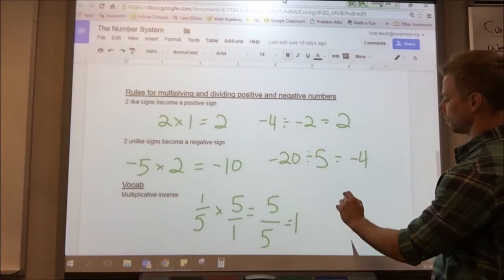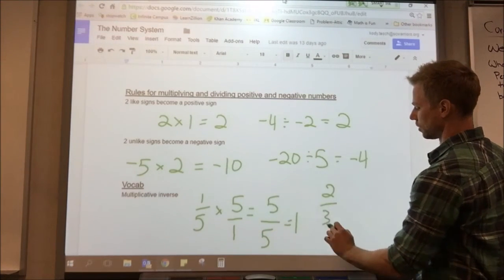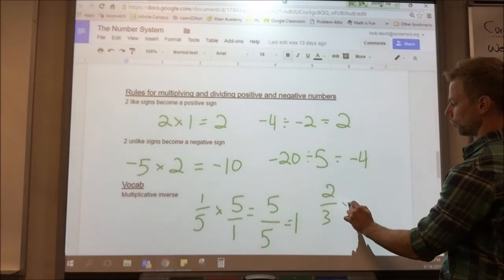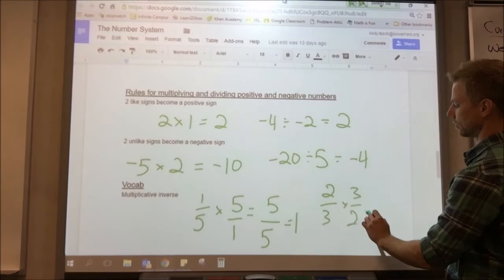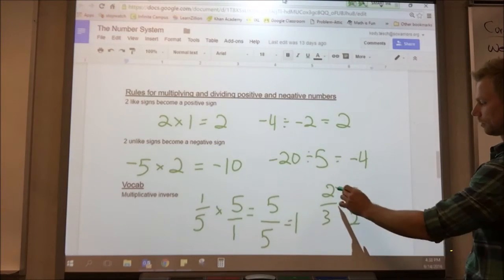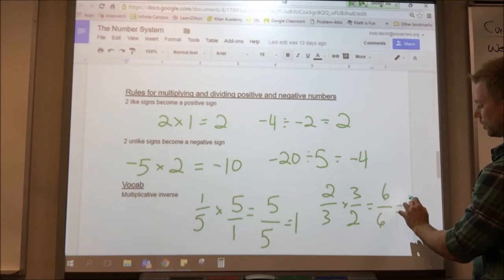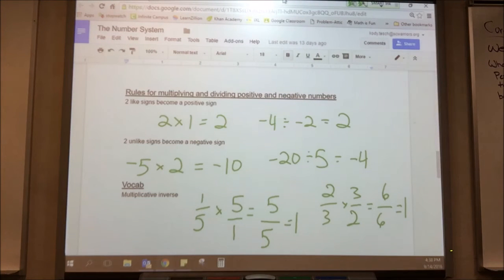Okay? If I had a fraction like 2/3, I would do the same thing. Multiply by the reciprocal, which is 3/2, and I'm going to get 1. 3 times 2 is 6. 3 times 2 is 6. 6 over 6 reduces to 1.